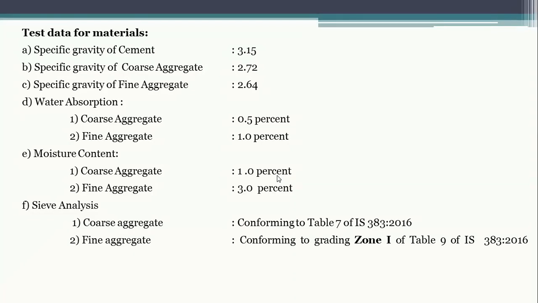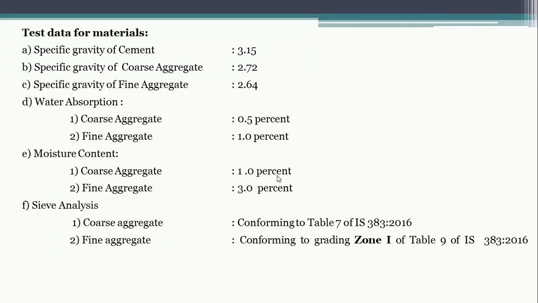Then moisture content: coarse aggregate 1% and fine aggregate 3%. So here they have not given free surface moisture. Instead of free surface moisture, they have given us moisture content. So both are the same. Don't get confused. Free surface moisture or moisture content is one and the same. So 1 and 3% respectively for coarse and fine aggregates.